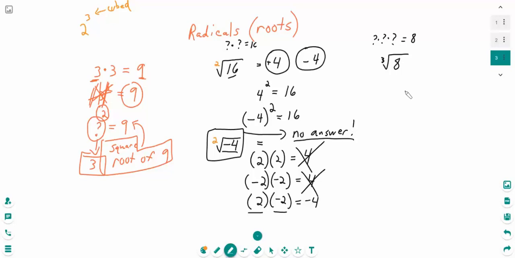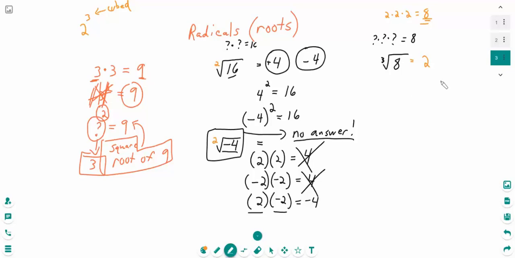So if you've thought about that long enough, you might think, okay, I think I know what that is. It's if I take a 2 times a 2 times a 2. It's a 2 being multiplied by itself 3 times, and 2 times 2 is 4, and times that again by 2 is an 8. So I know the answer is 2. That's what I would use to multiply by itself 3 times to give me the 8. So the answer here is in fact 2.